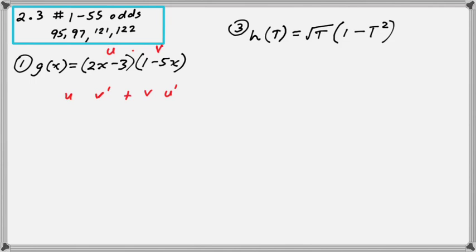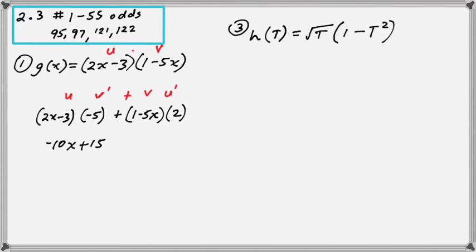I always remember it this way. You bring the first one down times the derivative of the second, which is negative 5, plus the second one times the derivative of the first. Basically the other way around. So this is negative 10x plus 15. This would be 2 minus 10x. So I see it as negative 20x plus 17 for my derivative.